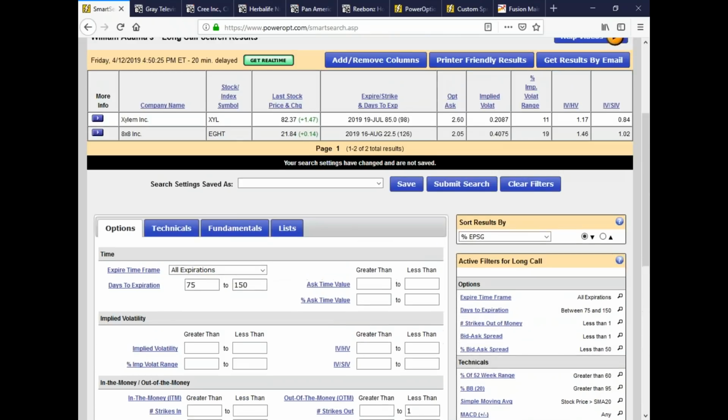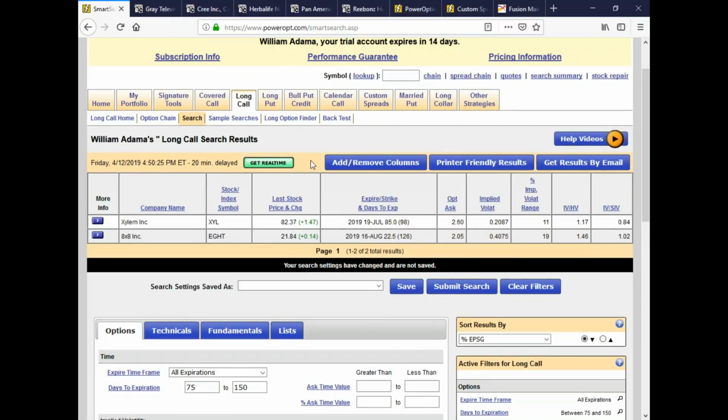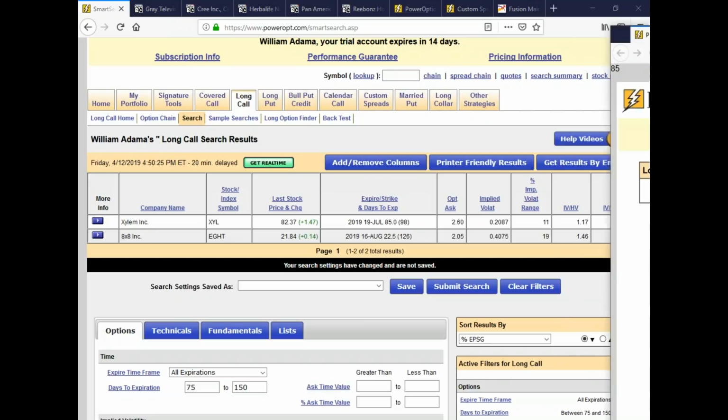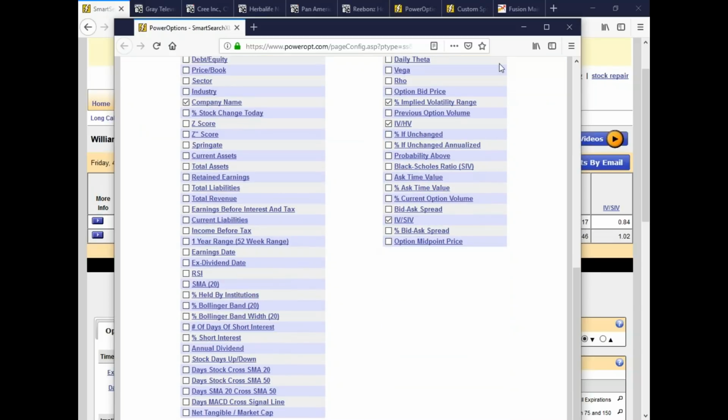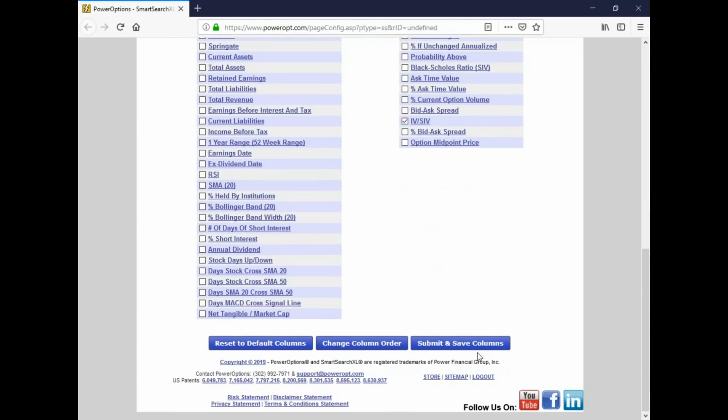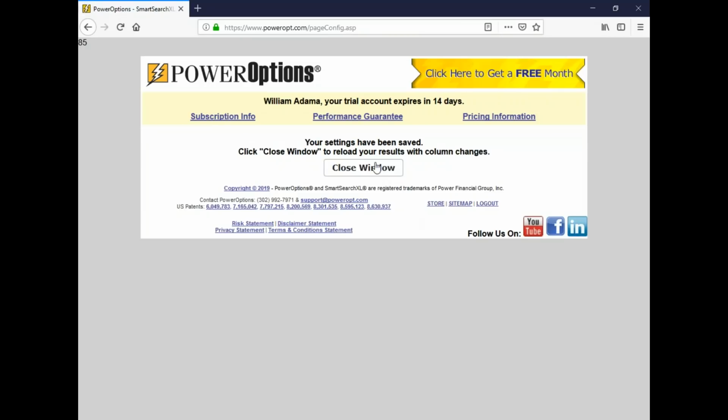You could put the columns next to each other in the chain, customizing the option chain view, which you've probably already done. I know you know PowerOptions very well and you use it often. But I could just go into the Add Remove Columns field here, and we'll just do the current option volume and open interest, and we'll put them side by side. Just leave them at the end.